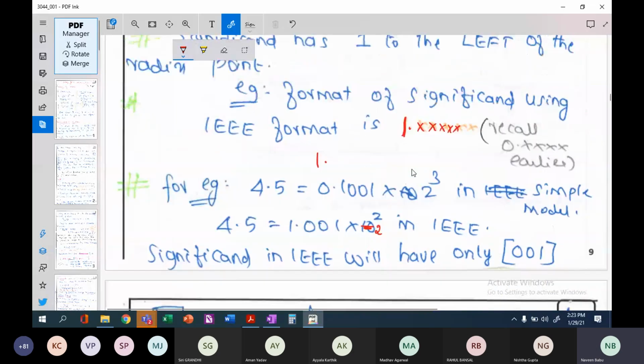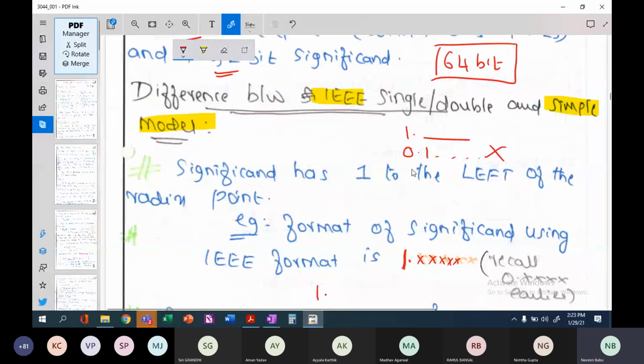Why did IEEE do this? In the earlier method, we used the format 0.1 and then something, which means the 0 doesn't have any value. If you consider a hardware representation, a 0 is like a switch that is in an open position, or an off position. That is what 0 represents in hardware.